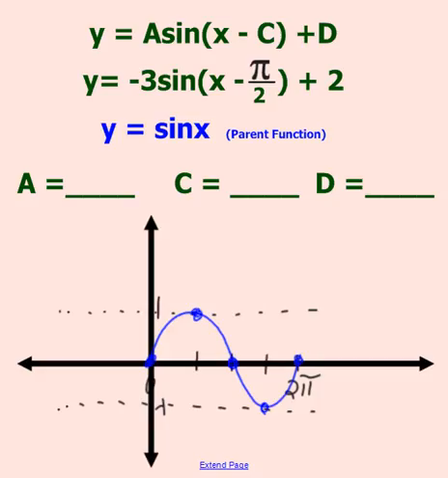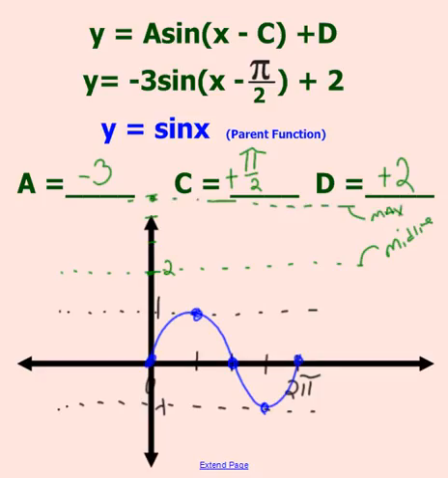When we look at this changed graph, negative 3 sine of x minus pi over 2 plus 2, let's go ahead and identify our a, c, and d. A is negative 3. C is a positive pi over 2. And D is a positive 2. So our midline is now going to change to 2. So we've got a vertical shift of 2. Our midline is also a vertical shift. We've got a vertical stretch, or our amplitude, of 3. Remember that amplitude is absolute value. So our maximum is at 3, and our minimum would be at negative 1.